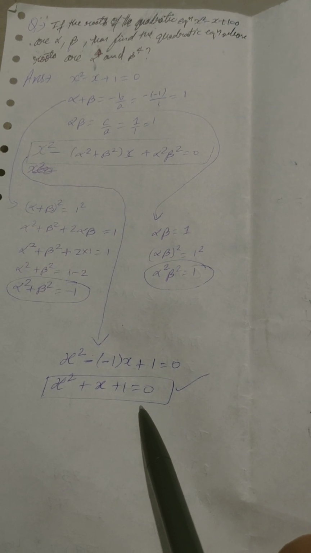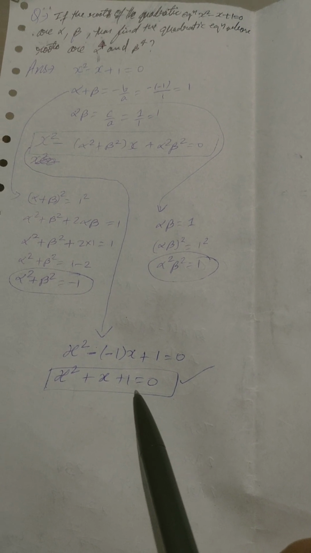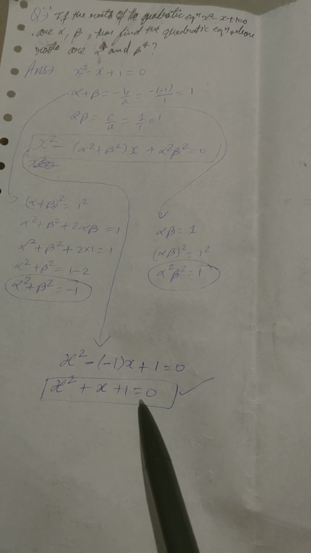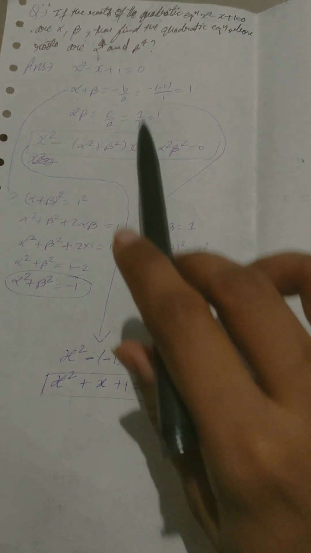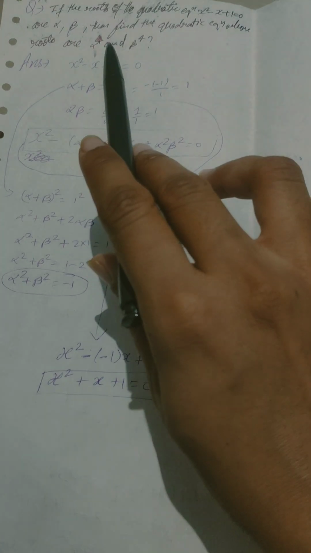And this is the quadratic equation we found, whose roots are alpha raised to power 4 and beta raised to power 4.